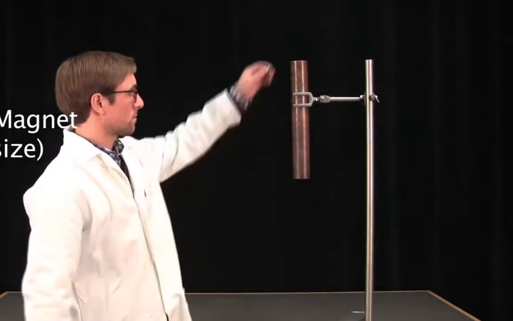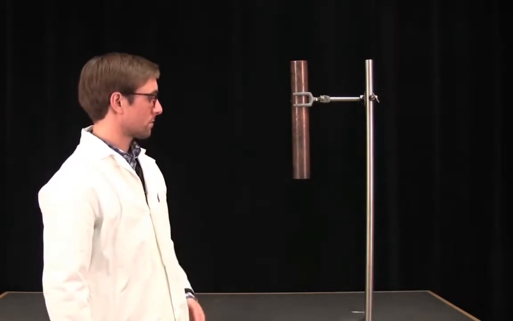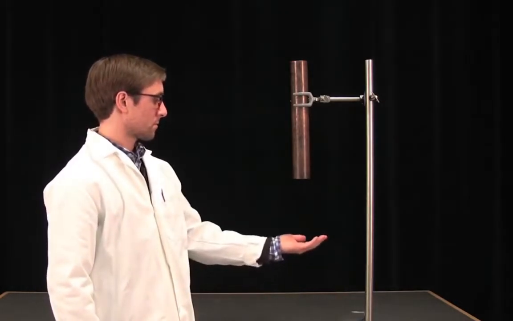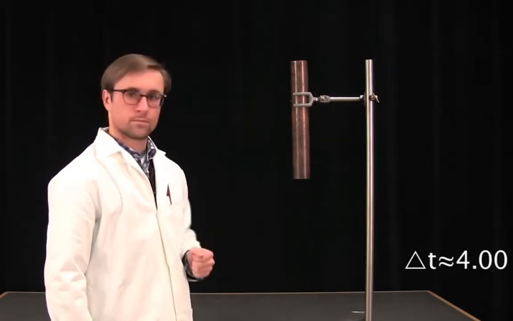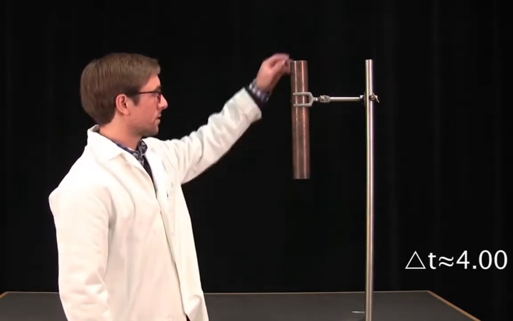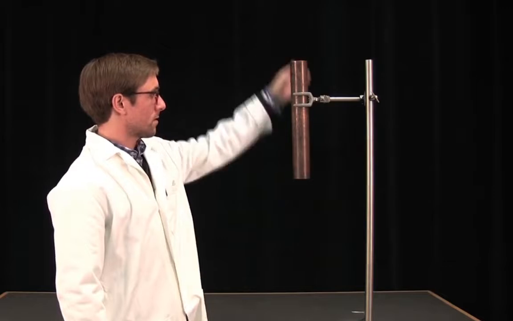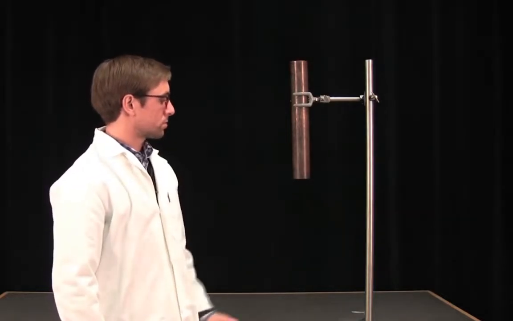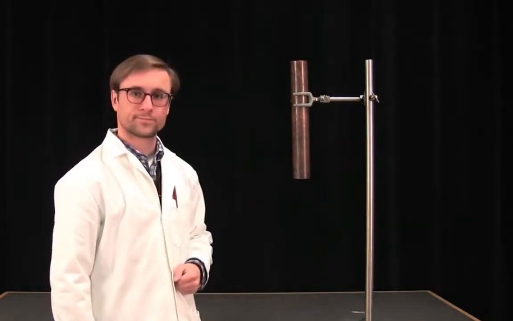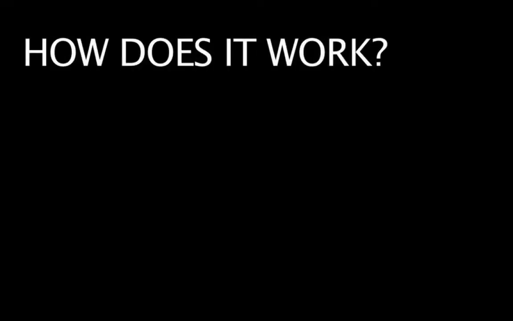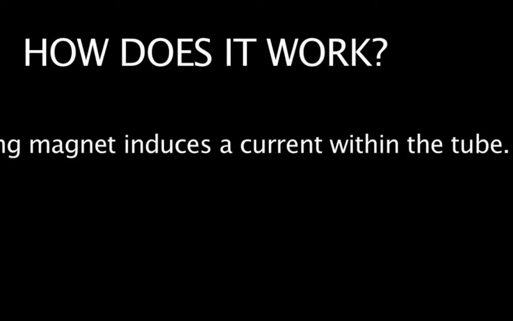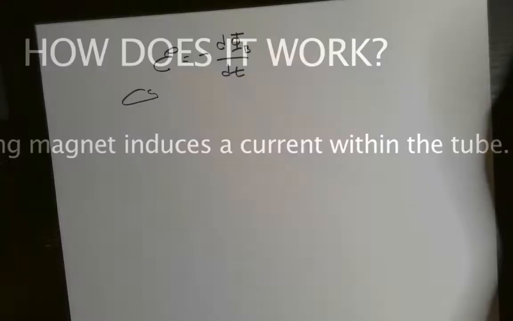But when you drop a magnet through the tube, it takes much longer for that magnet to fall through. This isn't a video trick. This is actually what happens if you drop a magnet through a copper pipe. What's going on there? Rather than let the YouTube video explain what's going on there, let me explain.